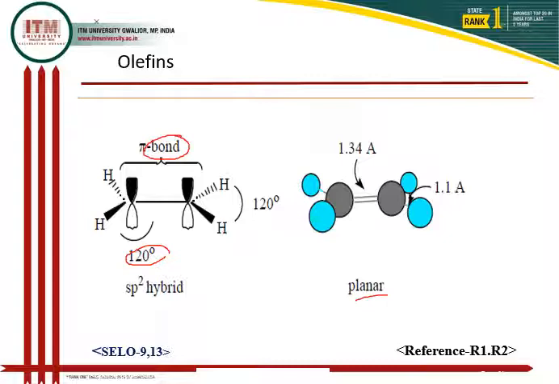Understood? Of this we are talking about ethylene. So this is the arrangement and how the bonding is taking place with the hybridization.